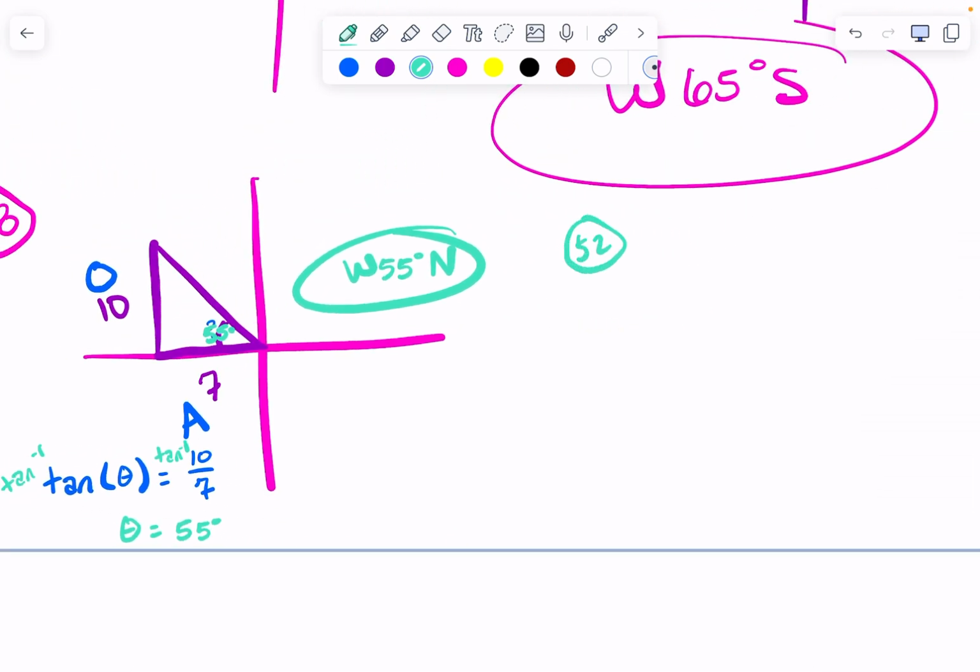Problem 52 says, a helicopter takes off from the roof of a building and travels at 100 miles per hour on a bearing of that. The flight takes 3.2 hours. How far south and how far east has the helicopter traveled?